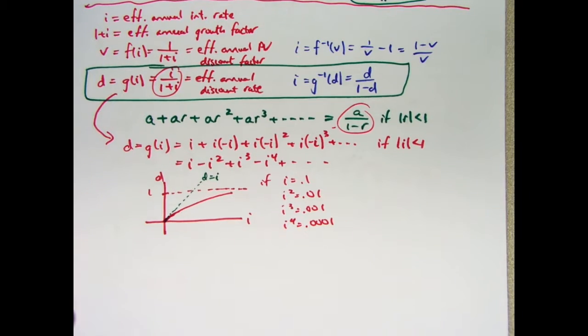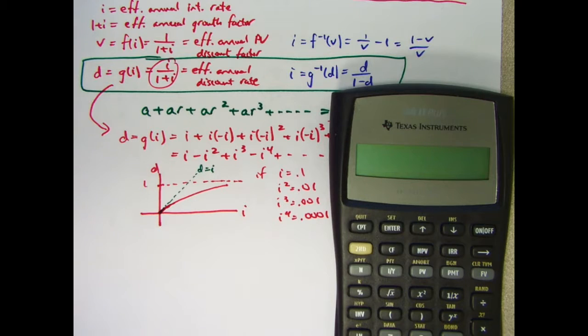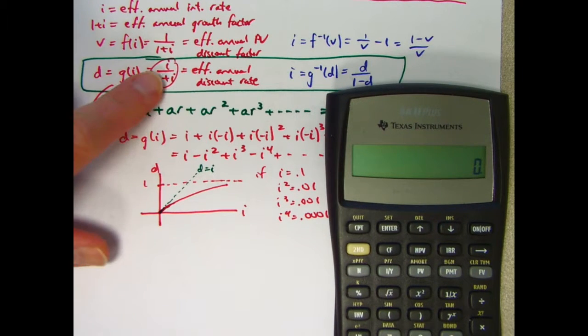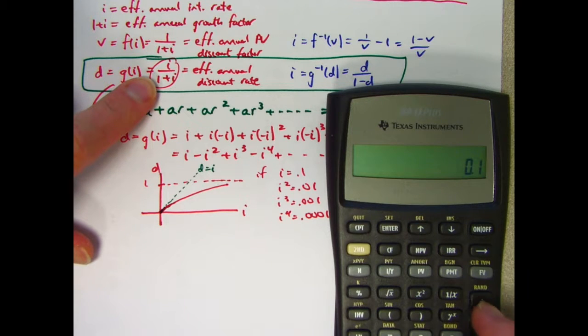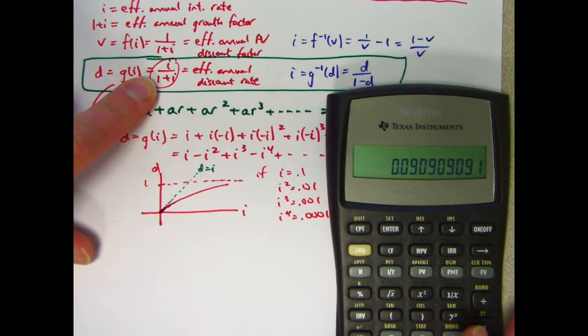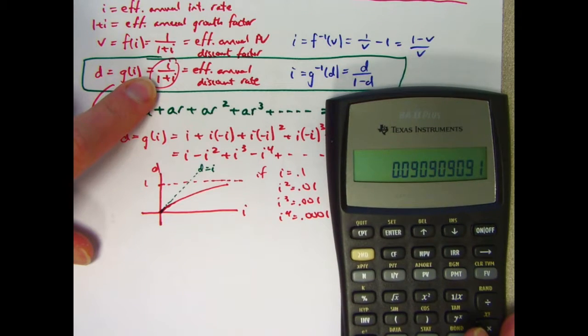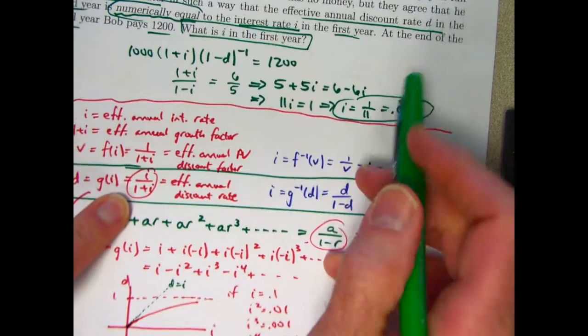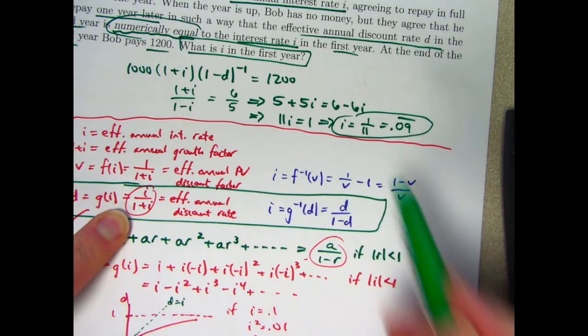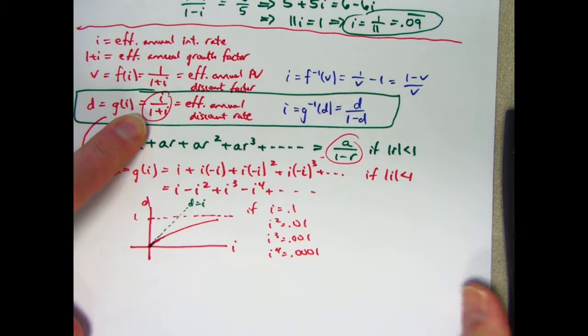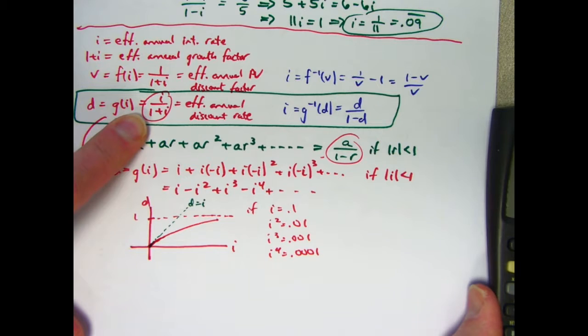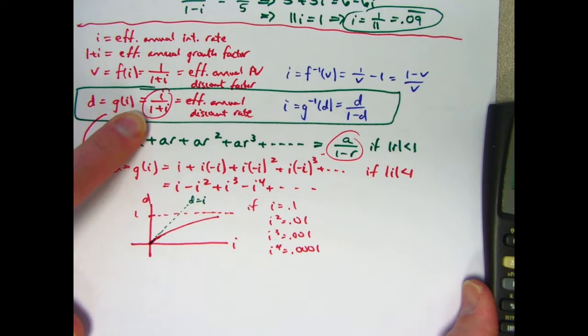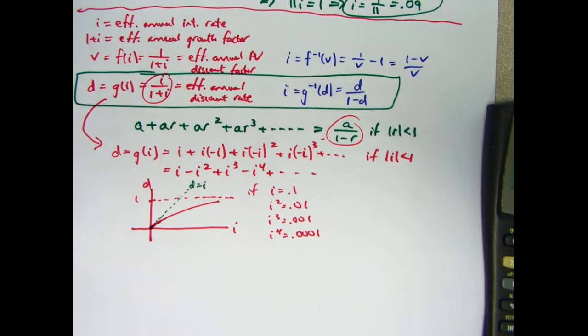We can go back to the original formula to figure it out. If i is 0.1, looking up here, it would be 0.1 divided by 1.1, which is 1/11th. If i is 0.1, d is 0.0909. Now, don't get confused. 0.09 repeating was what i was in the problem. But if i is 0.1, d is a bit smaller, and it's 0.09 repeating. Again, d is going to be a little bit less than i.